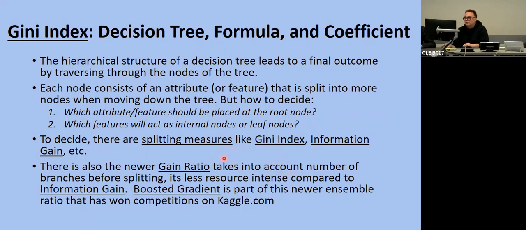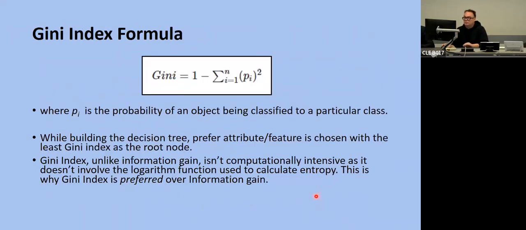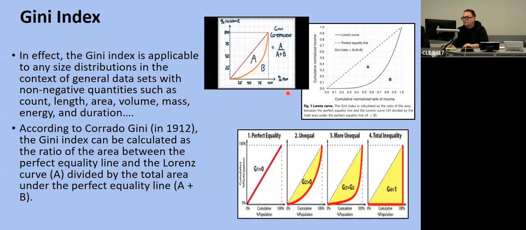The gain ratio takes into account the number of branches when splitting. It is less resource intensive compared to information gain. And boosted gradient is part of this grouping that was on Kaggle that goes further from the Gini index. Here's the formula. Gini index, unlike information gain, isn't computationally intensive as it doesn't involve the log function used to calculate entropy. This is why Gini index is preferred over information gain. There are a number of ways of calculating it.